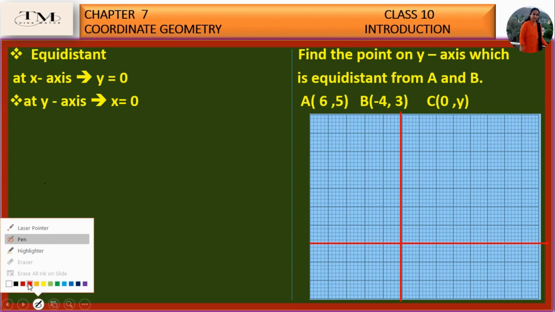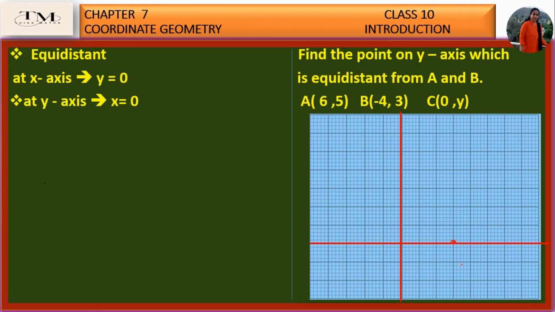So suppose I am marking a point here. This point is 1, 2, 3. So the y point will be 0. In the same way, in the vertical line, which is the y-axis, if I plot a point here, this is at distance 1, 2, 3, 4, 5, 6. So at the y-axis, the x value will be 0 and y is 6. So this point is (0, 6). Suppose we need to find a point on the y-axis which is equidistant from A and B.